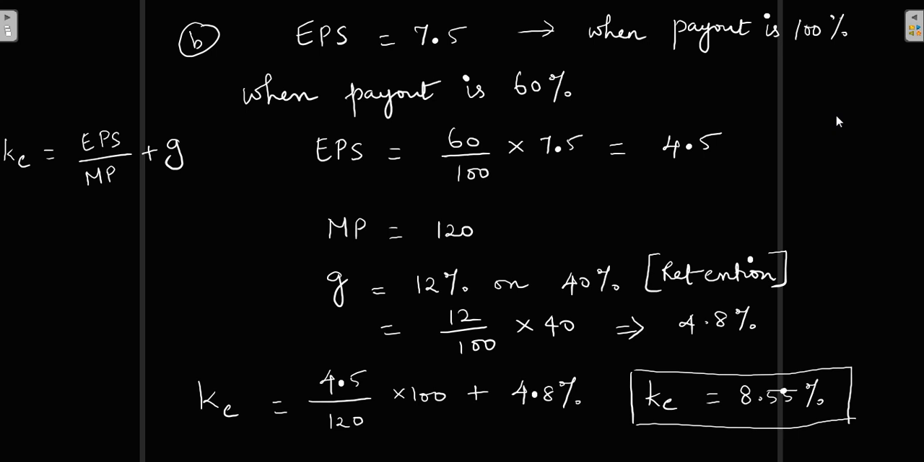We will be using the dividend yield plus growth formula. So 4.5 is the dividend divided by market price 120 into 100 plus growth is 4.8%. So therefore, the cost of equity for the second scenario is 8.55%.